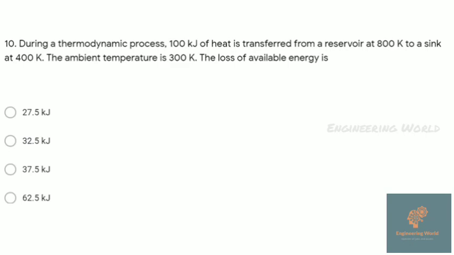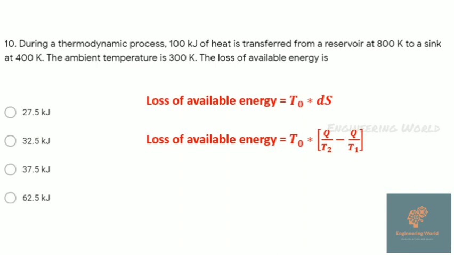Then next question. During a thermodynamic process, 100 kilojoule of heat is transferred from a reservoir at 800 Kelvin to a sink at 400 Kelvin. The ambient temperature is 300 Kelvin. The loss of available energy is equal to T0 into delta S, delta S being the change in entropy. Here the same heat is transferred, that is one is gaining the heat, the other is losing the heat. So it is a formula based question, putting values we get 37.5 kilojoule.